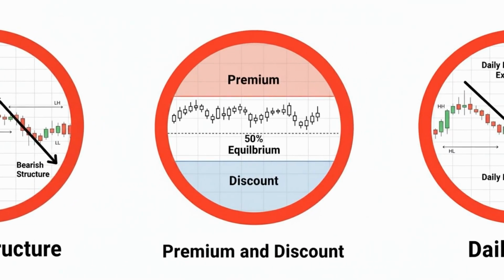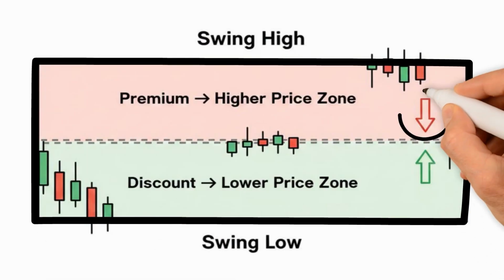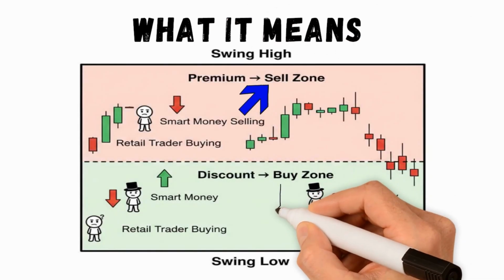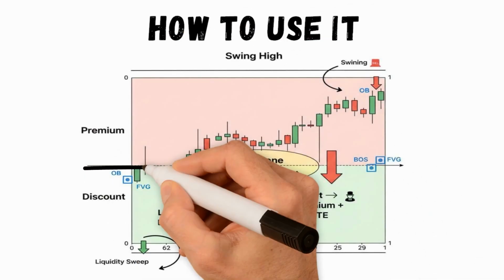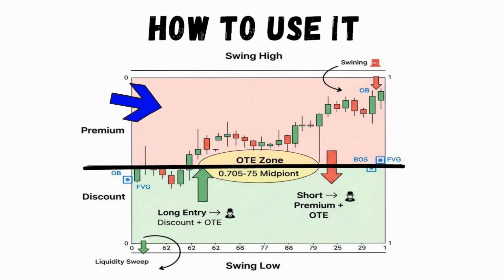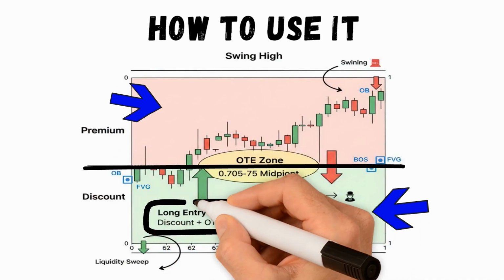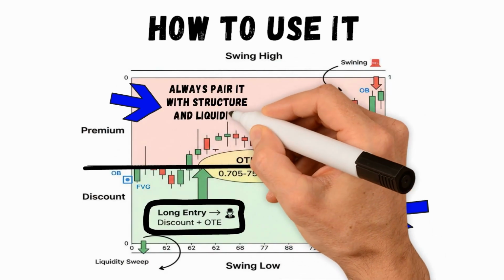Premium and discount. Premium and discount refer to the relative positioning of price within a range. The range is defined from a swing high to swing low or vice versa. The top half is premium, expensive, and the bottom half is discount, cheap. What it means: smart money sells in premium and buys in discount. Retail usually does the opposite. How to use it: divide the range in half and only consider shorts in premium or longs in discount. For better precision, look for entries around the 0.62 to 0.79 retracement zone, or the OTE. Always pair it with structure and liquidity.